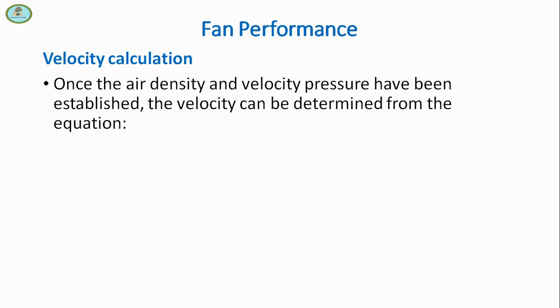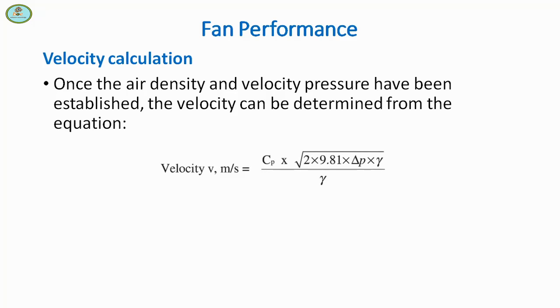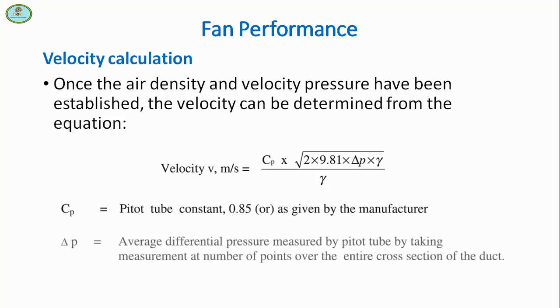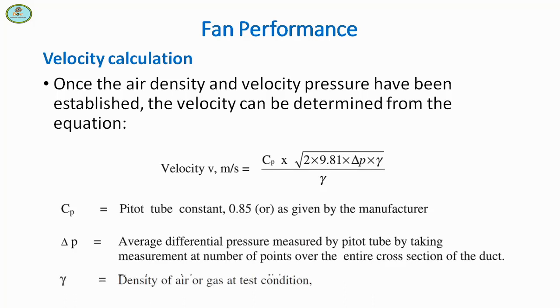the equation. Velocity is equal to Cp × √(2 × 9.81 × ΔP × γ) divided by γ, where Cp is the Pitot tube constant, 0.85, as given by the manufacturer. ΔP is the average differential pressure measured by the Pitot tube by taking measurements at a number of points over the entire cross section of the duct. And γ is the density of air or gas at test condition.